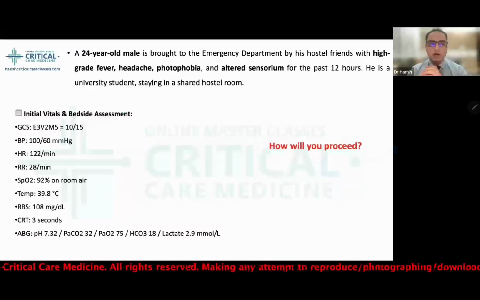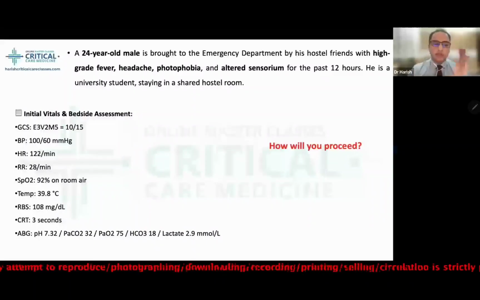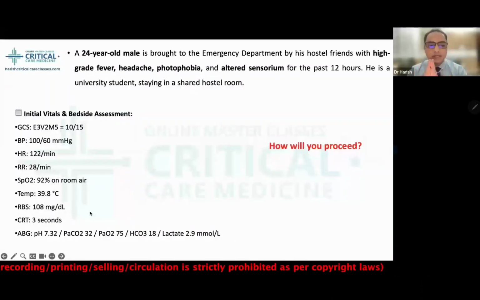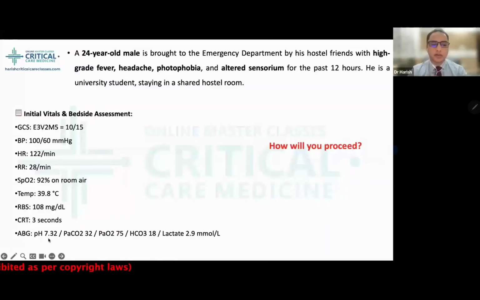Heart rate tachycardia 122, respiratory rate 28 per minute, saturating around 92% on room air. Temperature is 39.8 degrees Celsius, sugar is 108. His capillary refill time is 3 seconds. We got an ABG in the emergency department. His pH is 7.32, PCO2 is 32, PaO2 75, bicarb is 18, lactate is 2.9.